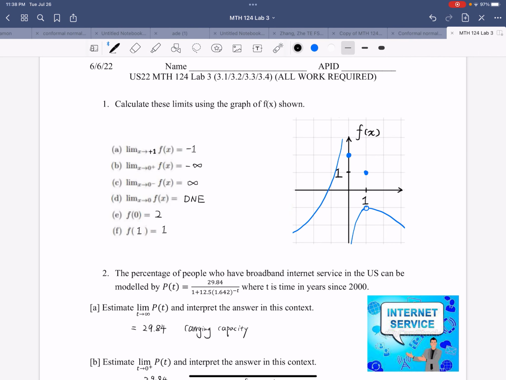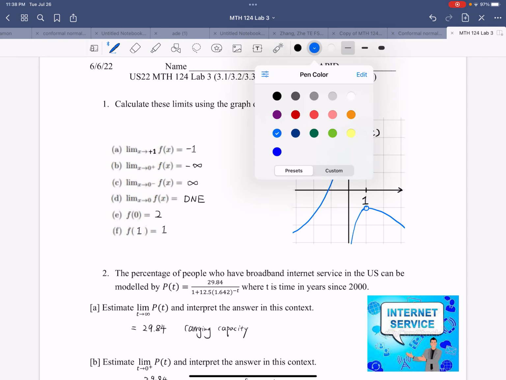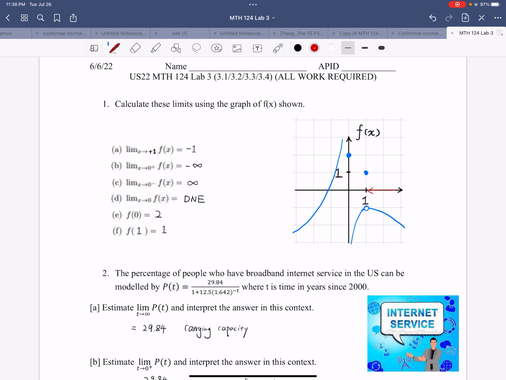Okay, this is our third lab. First question is about the limit of a function using its graph. The first one is about the right limit at x equals 1. So when x approaches 1 from the right-hand side, look at the graph, the blue curve. It goes to this little circle here, so the value is -1, right? So that's why the answer is -1.